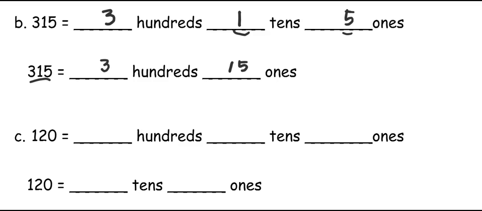In my last problem, I have the number 120. So 120 is made of 1 hundred, 2 tens, and 0 ones. Now I'm going to show the same number using only tens and ones. I know that my 100 can be decomposed into 10 tens, and if I combine that with the 2 tens I already have, that gives me 12 tens, and I still have 0 ones. So 120 can be shown as 1 hundred and 2 tens, or 12 tens and 0 ones. So again, just multiple ways to represent the same number.